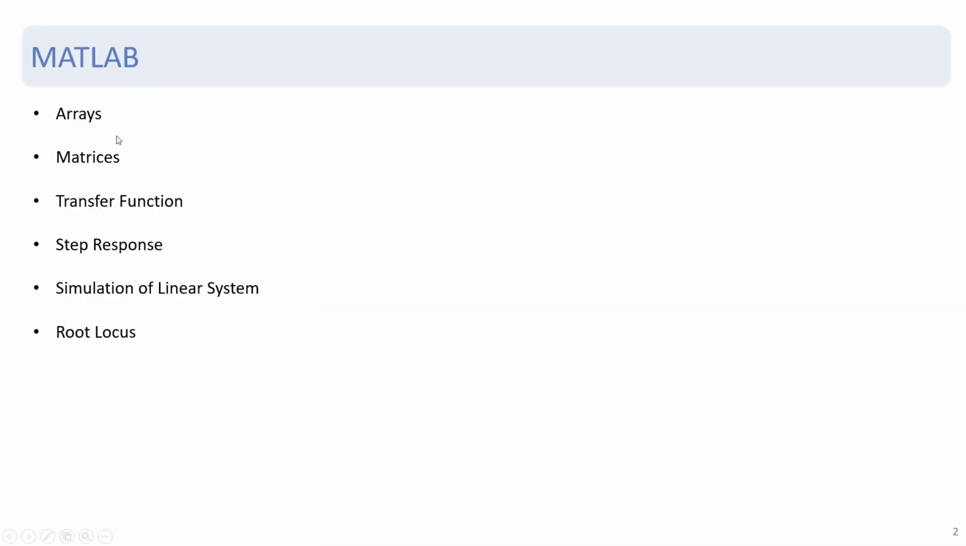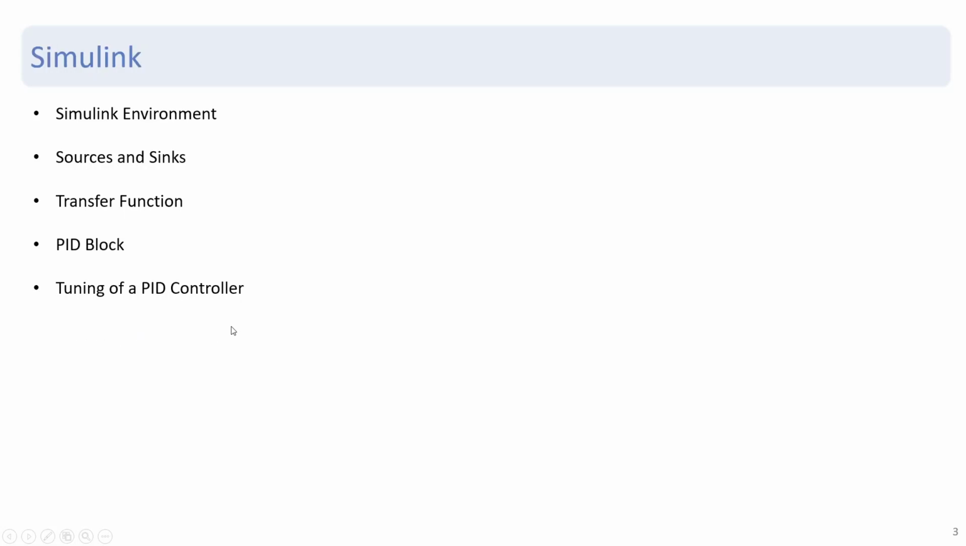So we'll go through the following things. First, I will tell you what an array is, a collection of elements, and what a matrix is. How do we realize these things in MATLAB? Then we will go through what a transfer function is, how the transfer function is written in MATLAB, how to realize its step response, how we simulate the linear system, and how we get the root locus.